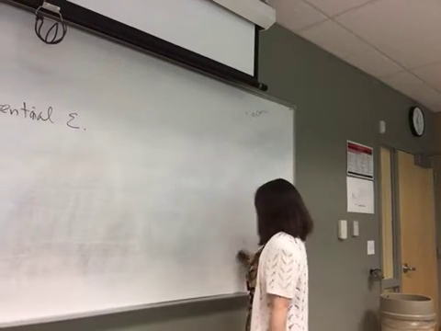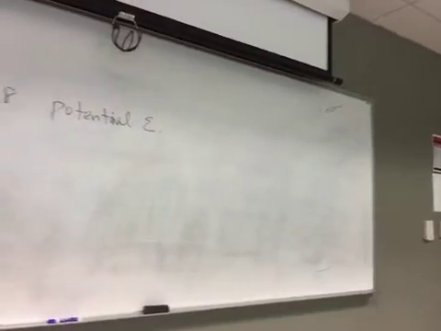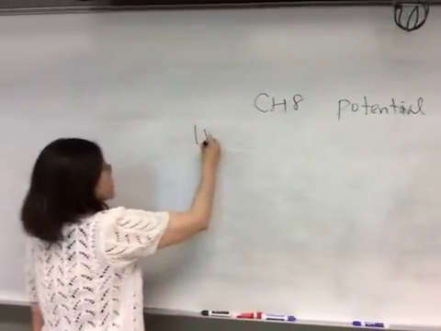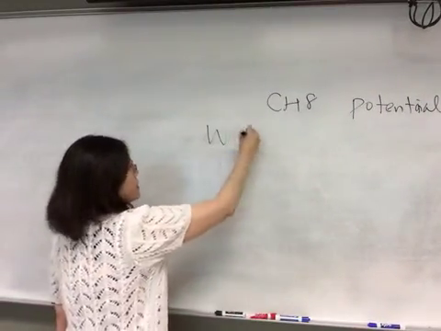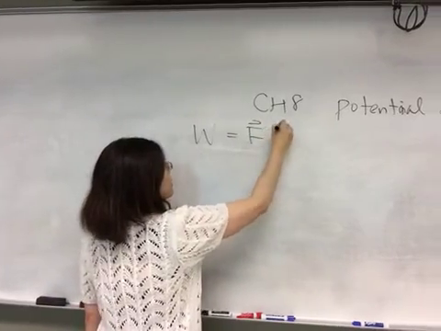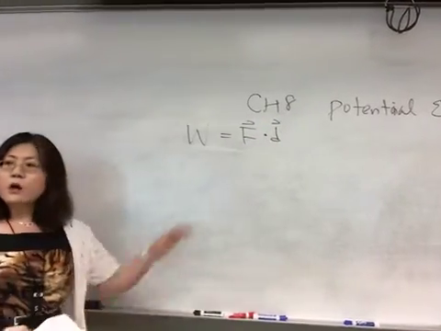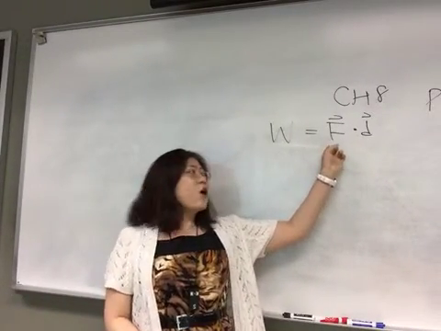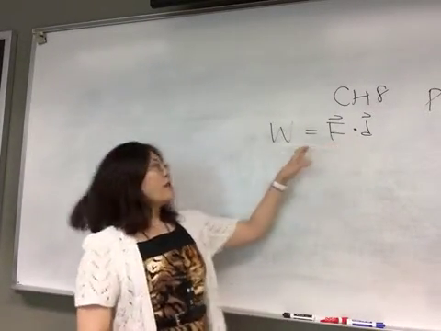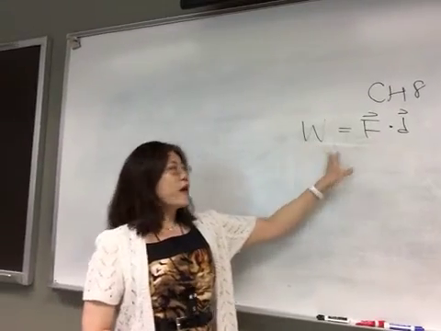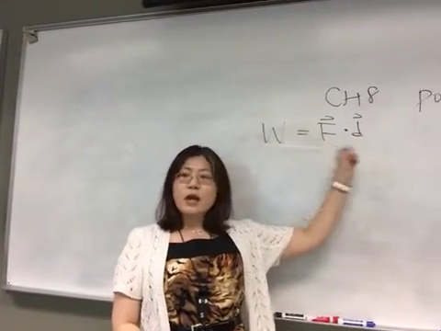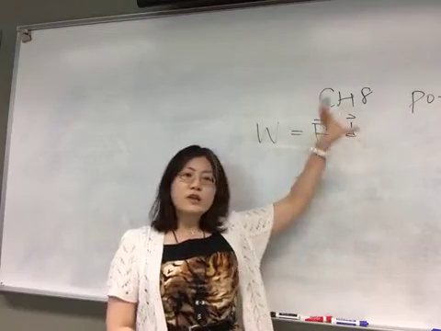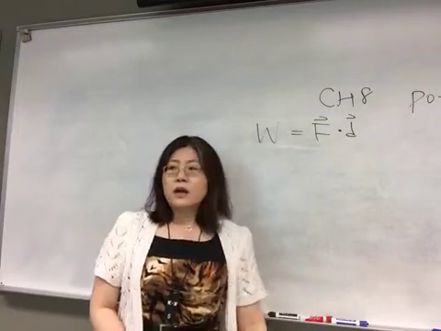But then, by definition, this is what you learned from chapter 7: W is equal to F dot d. This is when you have an object and a force is exerted on the object with a constant force, then the work done by the force is just F dot d. You can just use that because the force is constant and the separation is known.